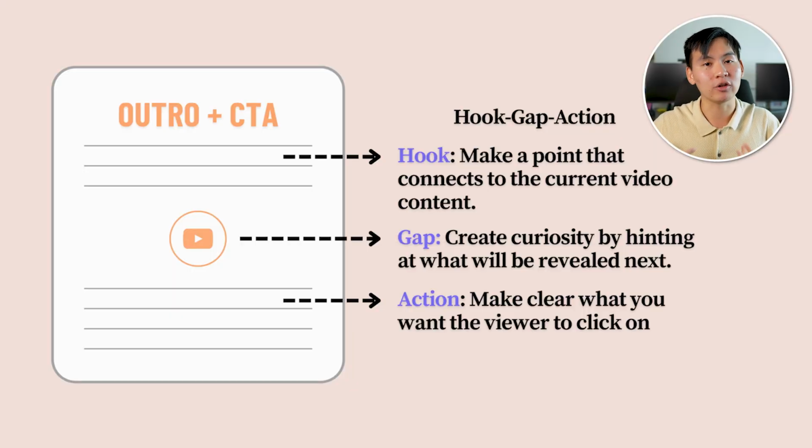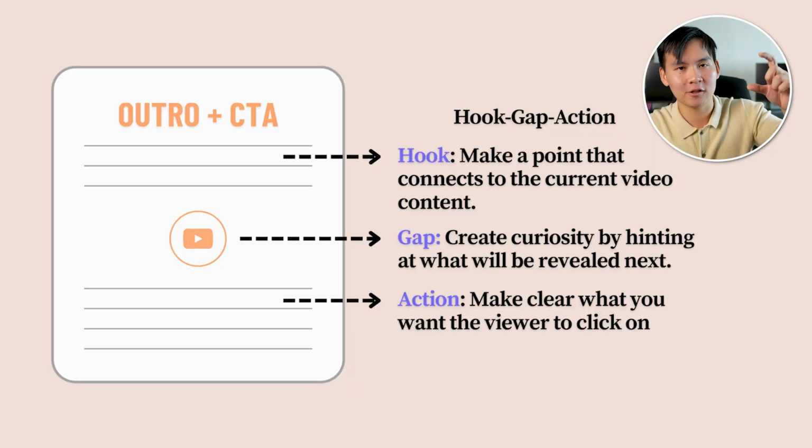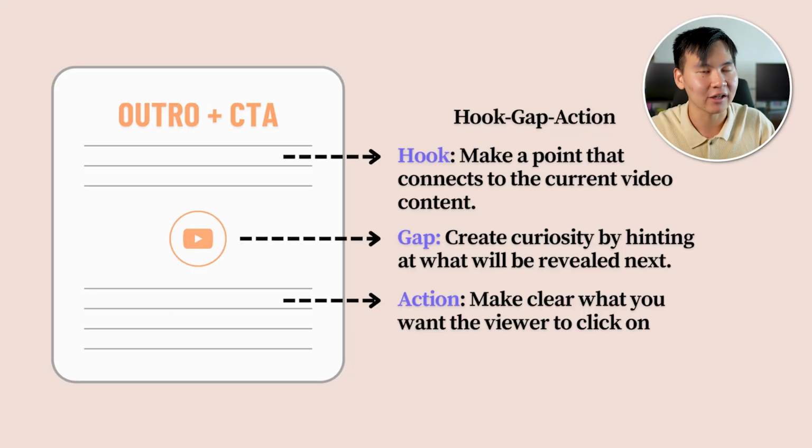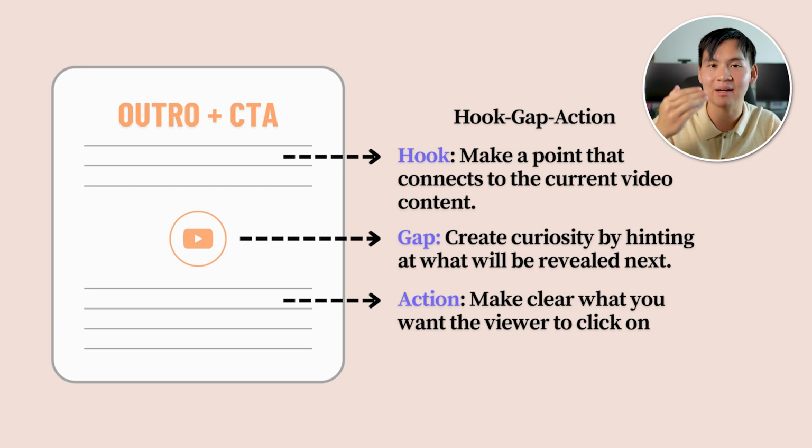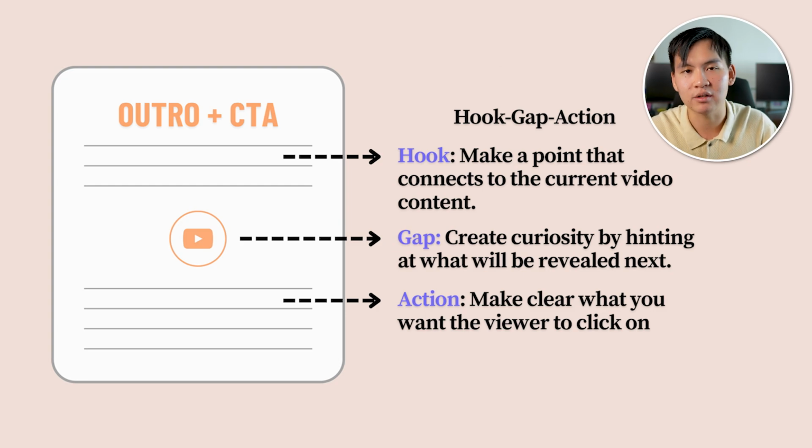So once again, you want to hook the viewer in, just like in the first 30 seconds, you hook the viewer in. The open loop effectively functions as a hook again. And over here at the outro, you want to hook them again, make a point that connects to the current video content. And then the gap will create a curiosity by hinting at what will be reviewed next. And then the action is to make clear what you want the viewer to click on.